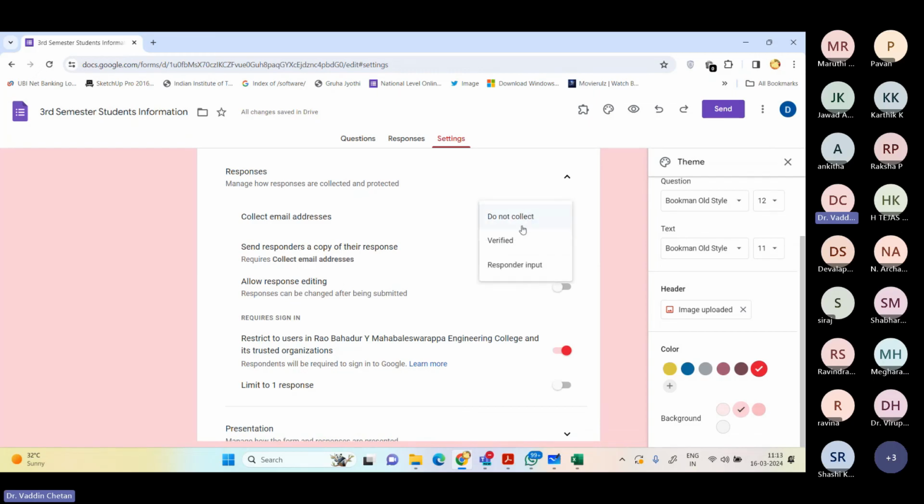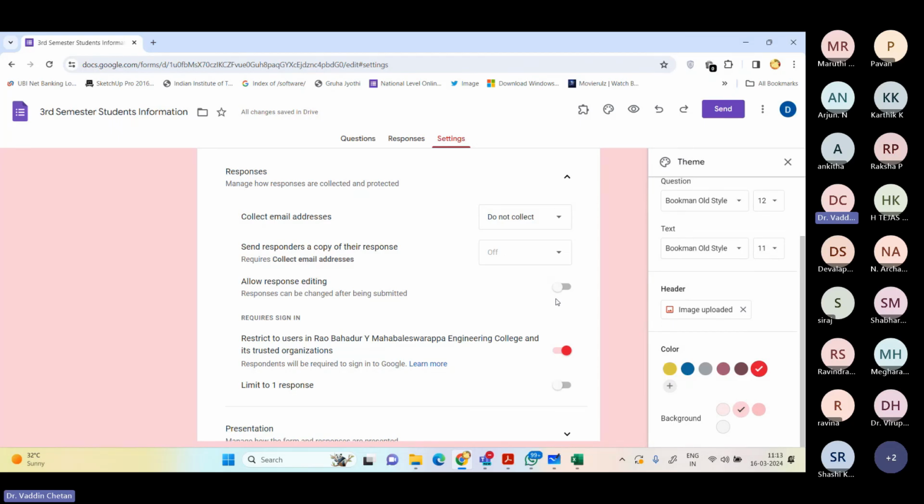If you change this option to verified, that means students can't directly fill the Google form. Compulsorily, they should log into their Gmail ID. Then only they will be able to fill this Google form, because automatically it captures the email ID from which the student is filling this. And response editing means that, so for you only, right?